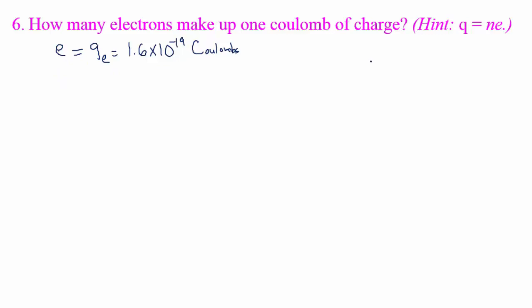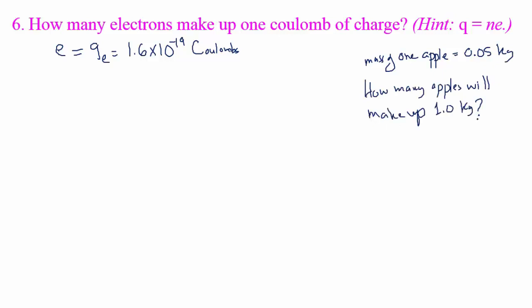Now to give you an analogy to this question, if I tell you that the mass of 1 apple is equal to 0.05 kilogram, how many apples will make up 1 kilogram? Okay, pause this video for a minute and think about this question. How many apples will make up 1 kilogram? The answer is 20 apples.